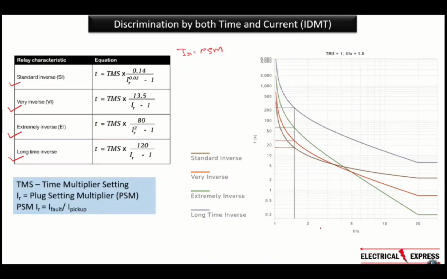So plug setting multiplier and time multiplier setting are settings of our electromagnetic relays. Plug setting multiplier is nothing but the ratio between fault current and the pickup current. So, whatever your relay's pickup current is, how many times your fault current is of that, is what we call the plug setting multiplier. You can see here that graphs of your standard inverse, very inverse, extremely inverse, and long time inverse are given here.